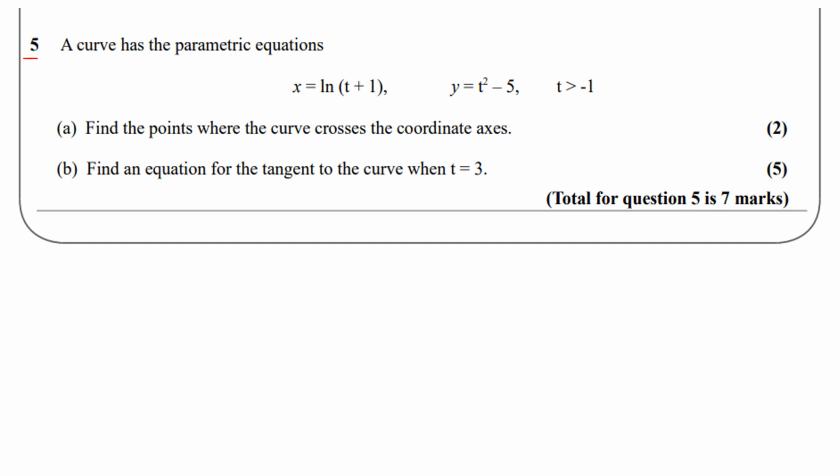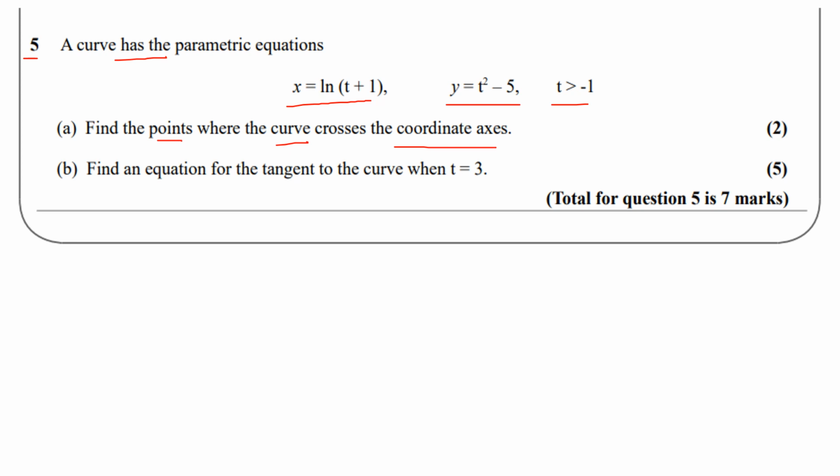Question number published here. A curve has parametric equations x equals ln(t plus 1), y equals t squared minus 5, where t is greater than minus 1. Part A, find the point where the curve crosses the coordinate axes.